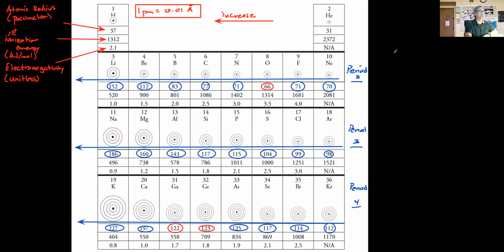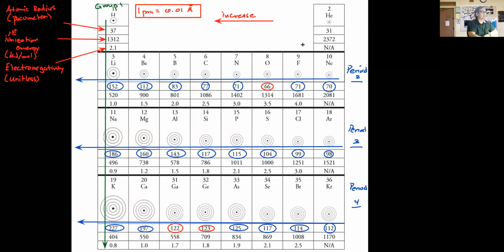So let's go ahead and take a look at how this works. Let's take a look at group 1, the group 1 elements. So we have hydrogen and the alkali metals. Let's take a look at what happens as we go down the group. If we take a look at this here, what do we notice happening?